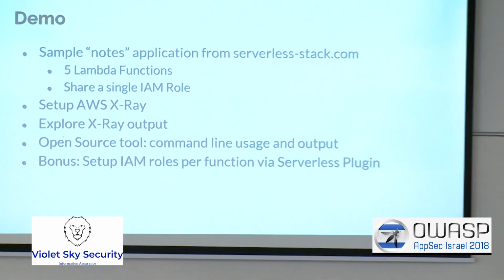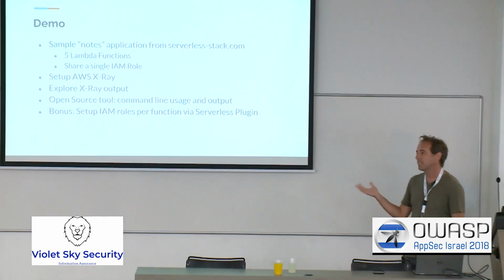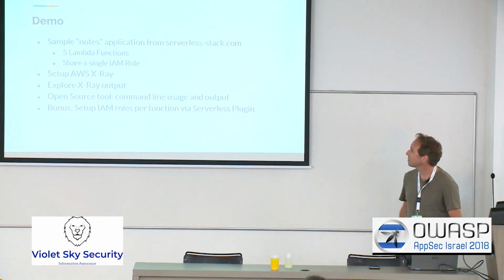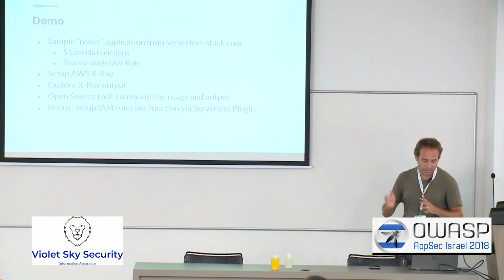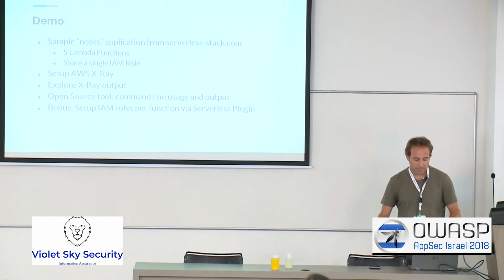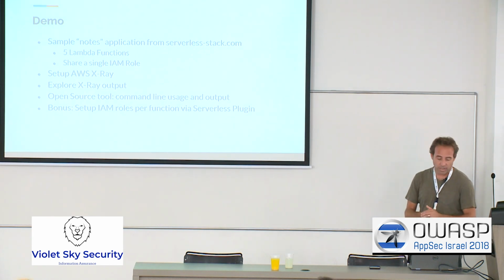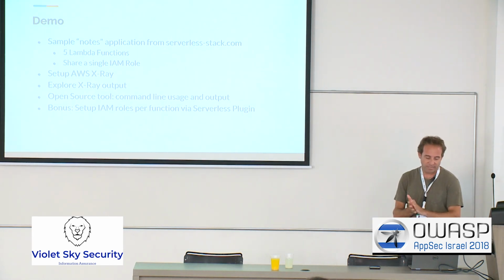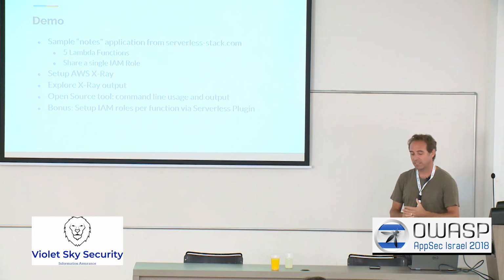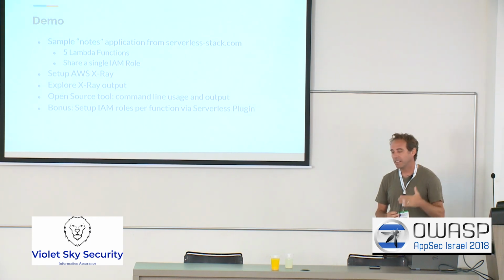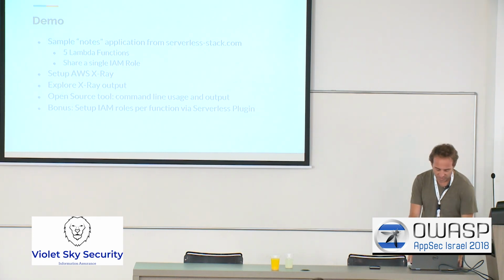And it shares a single IAM role because it's using the serverless framework. As I said, serverless framework uses this by default. I'll show how to set up AWS X-Ray. We'll explore a bit of X-Ray, what it can be used for. And then I'll show the open source tool, how it's being used and what output it provides. And as a bonus, I'll show also how to fix this, and how we can deploy minimal IAM permissions on these functions using a different plugin which we released as open source, which allows you to define roles per function using the serverless framework.